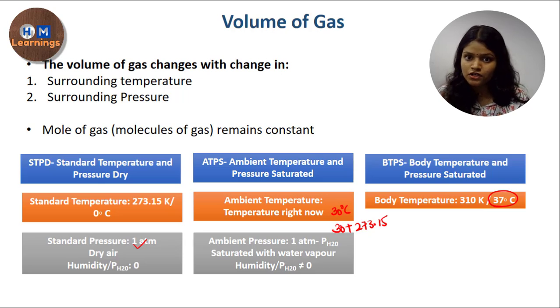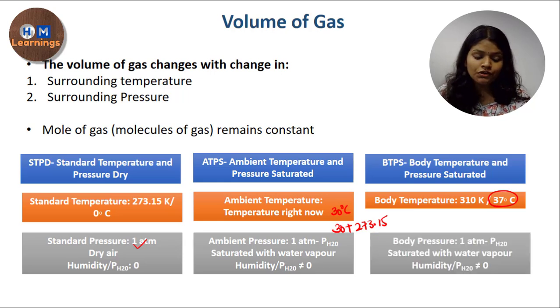We are not using the pressure of water vapor also. So we are going to subtract the water vapor pressure at that particular temperature from the total atmospheric pressure to get the pressure of a dry gas. This is what we do at the body temperature also. The partial pressure of water at 37 degrees Celsius is going to be subtracted from 1 atmosphere to give you the body pressure of the dry gases. So now we will move on to the next slide.